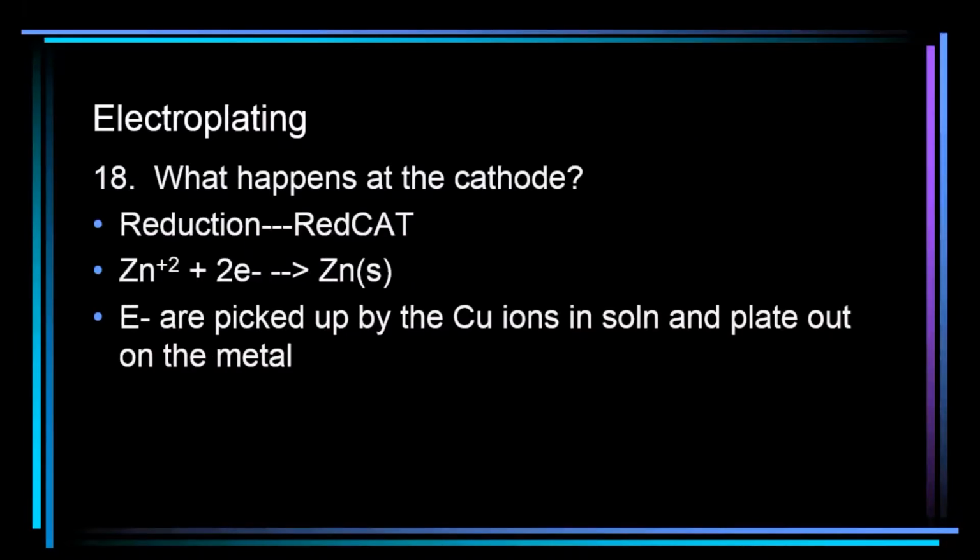What happens at the cathode? You need to remember red cat. Reduction happens at the cathode. So that's where the zinc that he had dissolved in the solution plated out on the cathode. It picked up electrons and it stuck on the cathode pennies. Electrons are picked up by the zinc. That's wrong, it should be zinc ions in the solution, plated out on the metal.